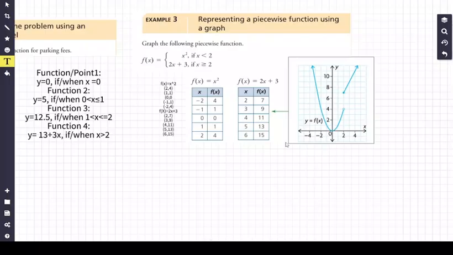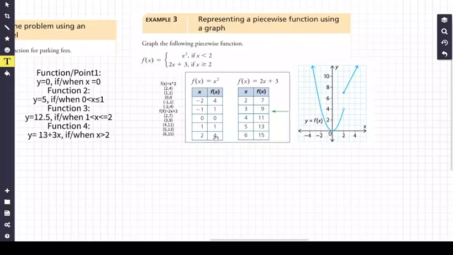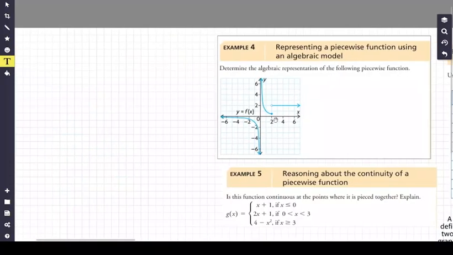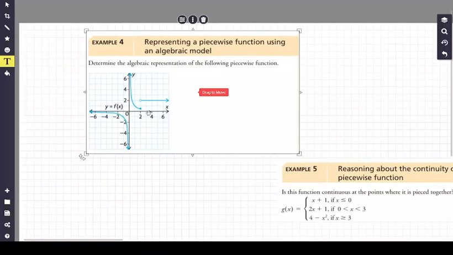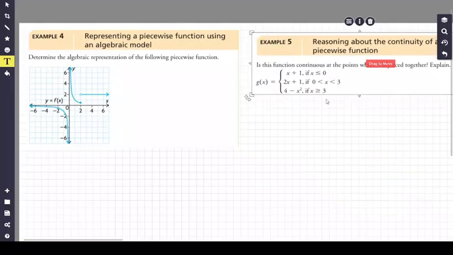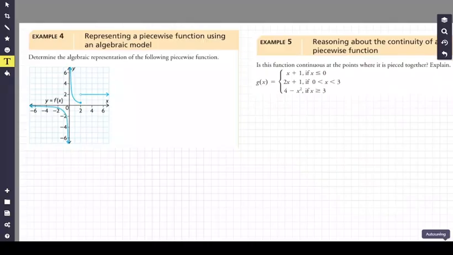Okay, it's pretty simple. Let's go ahead and get to example 4. Example 4: represent a piecewise function using an algebraic model. So this time, instead of having the algebraic form, we have a graph. We have to interpret the graph.